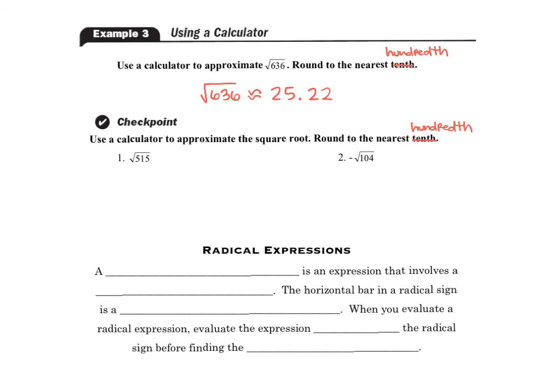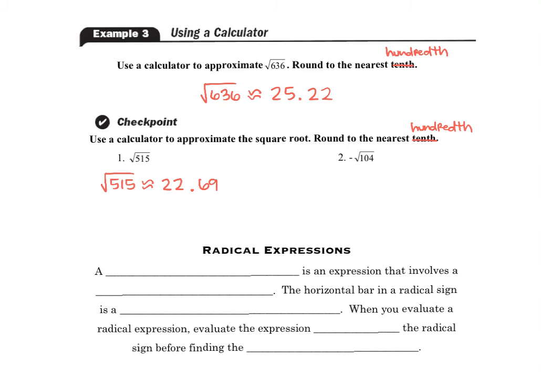Let's try the square root of 515. So the square root of 515 would be approximately 22.69. Again, these should be really easy because you're just typing them into your calculator.